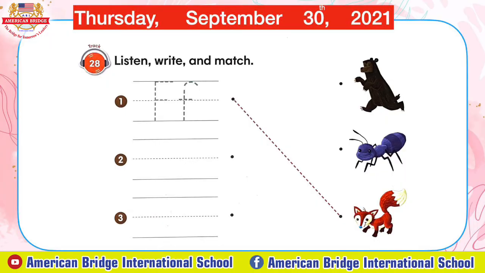Track 28. Listen, write, and match. 1. F. F. 2. B. B. 3. A. A.